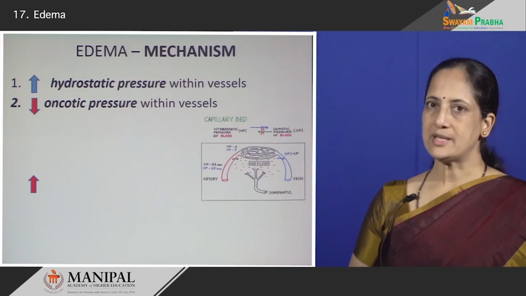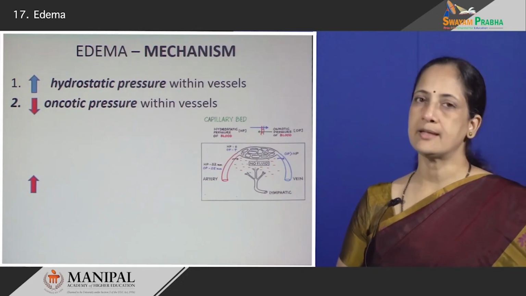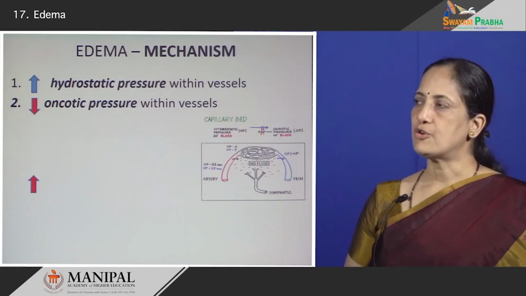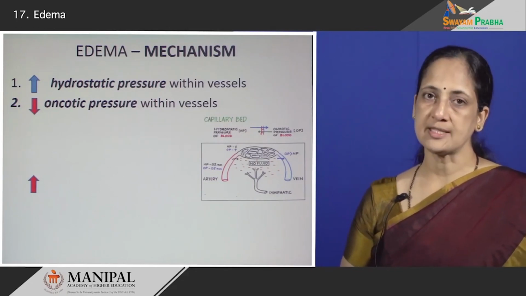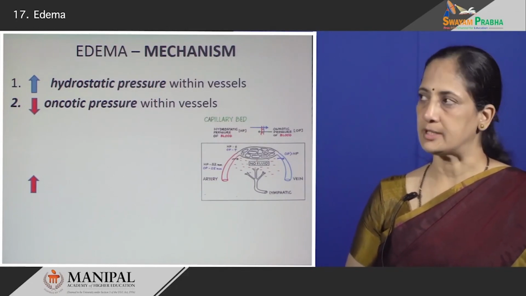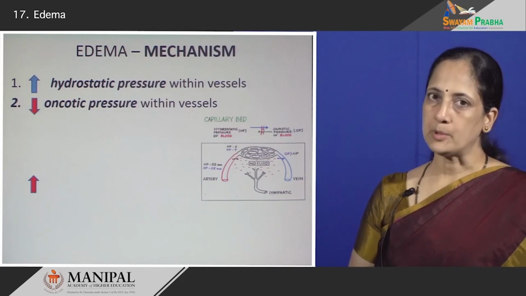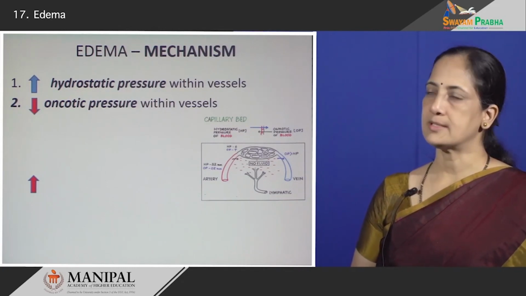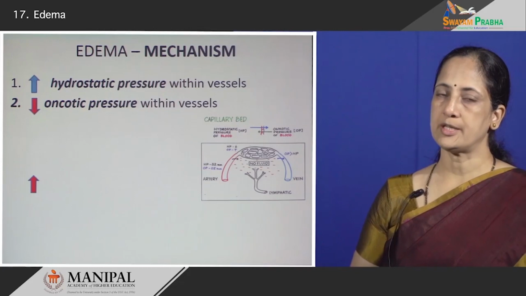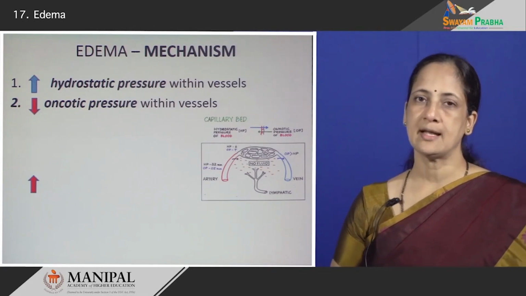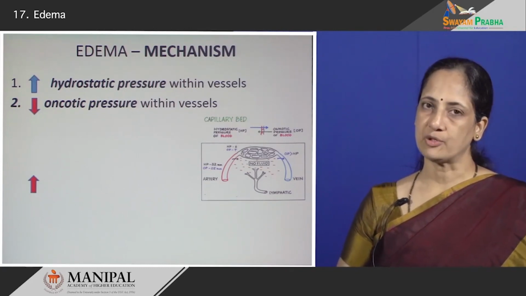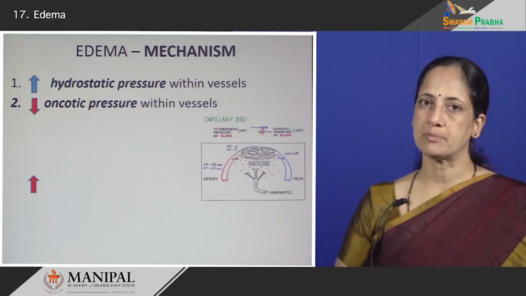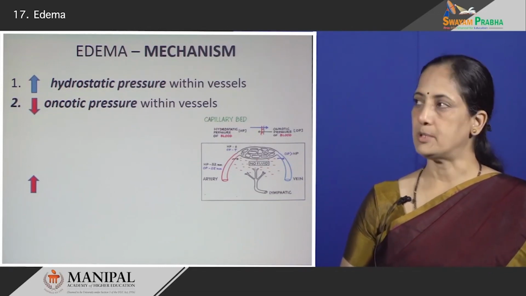For example, we said that albumin is present in the intravascular compartment. So, if albumin is lost from the circulation, say through the urine, then there is hypoalbuminemia, and that would cause a drop in the colloid osmotic pressure within the blood vessels and an increased migration of fluid into the interstitial compartment, resulting in edema.